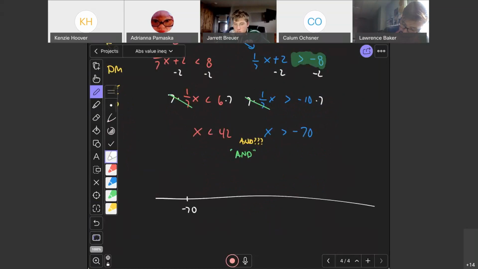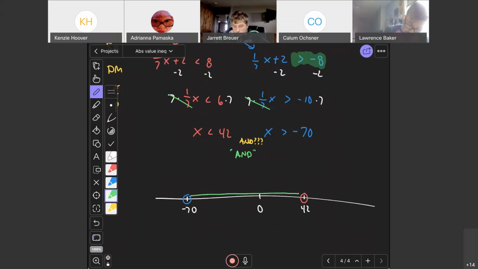Negative 70 and 42 are pretty far apart, so I'm not going to do a lot of numbering here. Caleb was just talking about 0 should work. We have not equal to, so we should have an open circle there and an open circle there. Which way should I graph, Caleb? Should the arrows go towards each other or away from each other? Towards each other, right? We're looking at that space in between those two numbers.